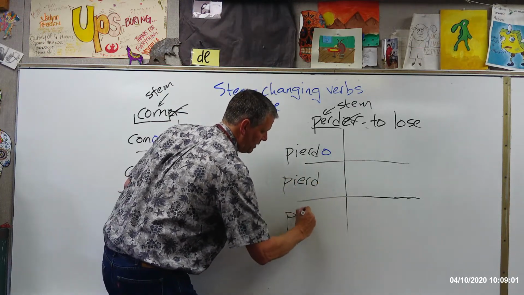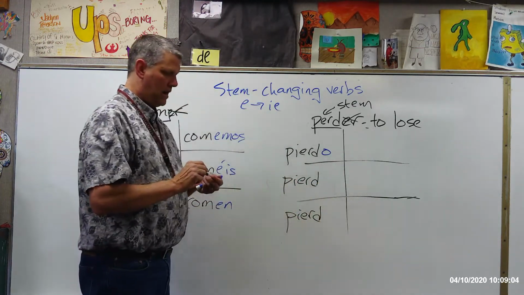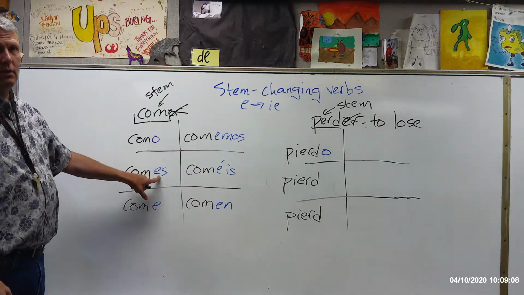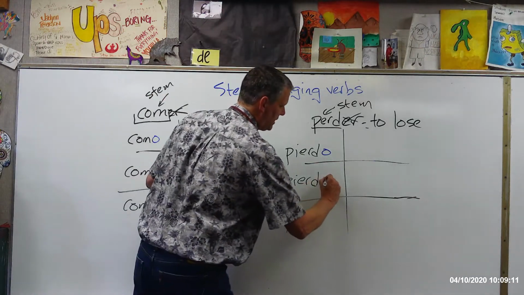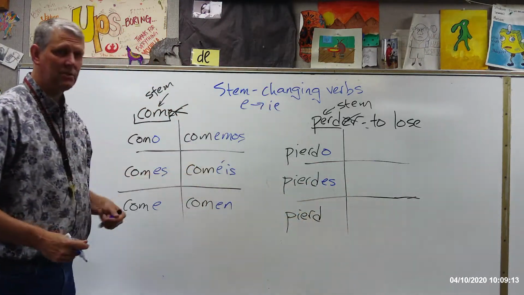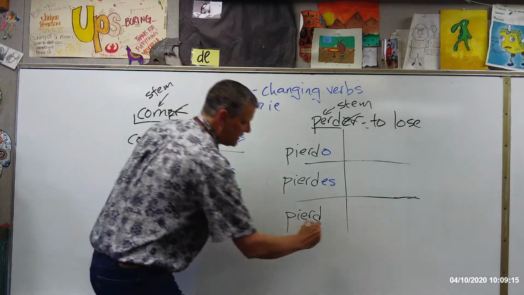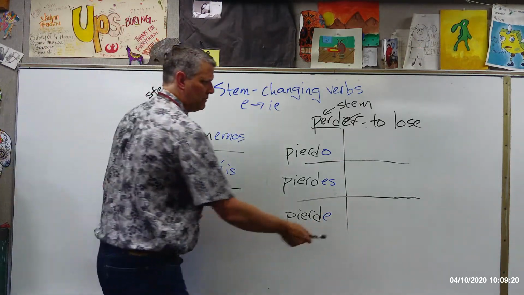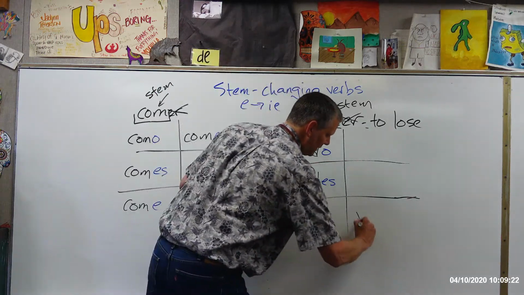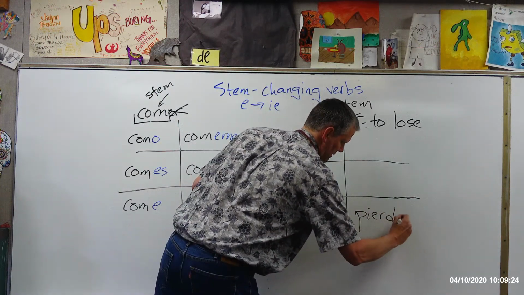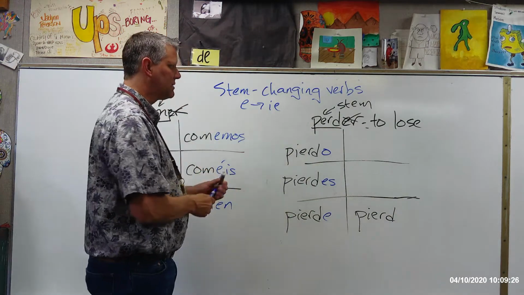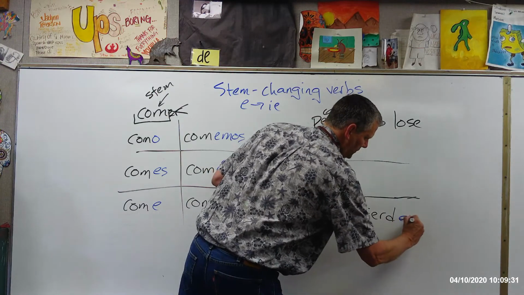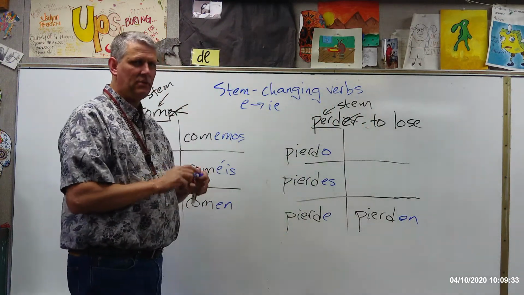Actually, I'm going to write all the, there. Pierd. We still have the stem change. We put an ES, just like with any other ER verb. So pierdes would be you lose. Pierde would be he or she loses. And now I'm going to come down to here, you'll see why in a second. We still have the pierd, we still have that stem change, that E to IE, and then we add the EN. Now I know what you're thinking, hey, this isn't really that difficult.